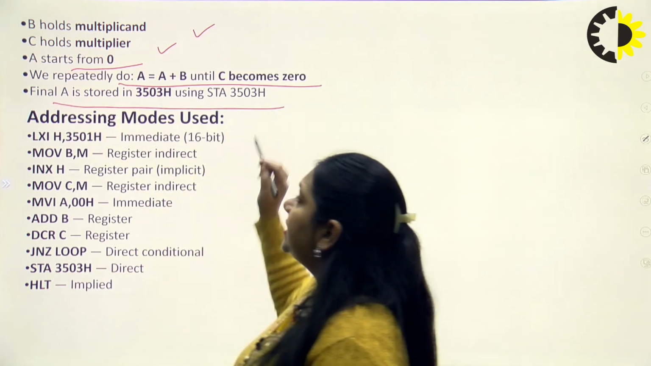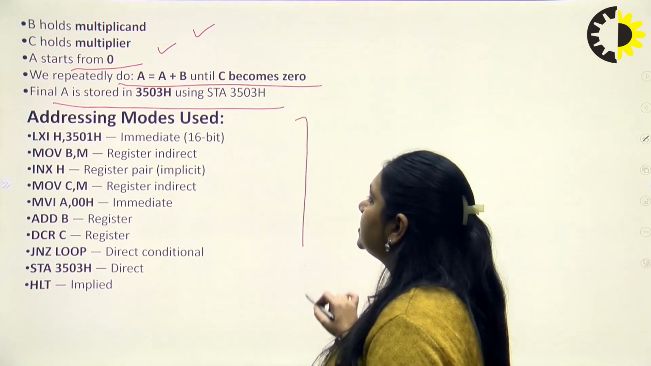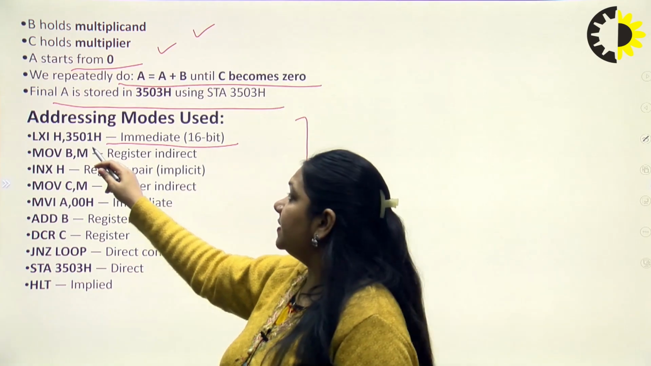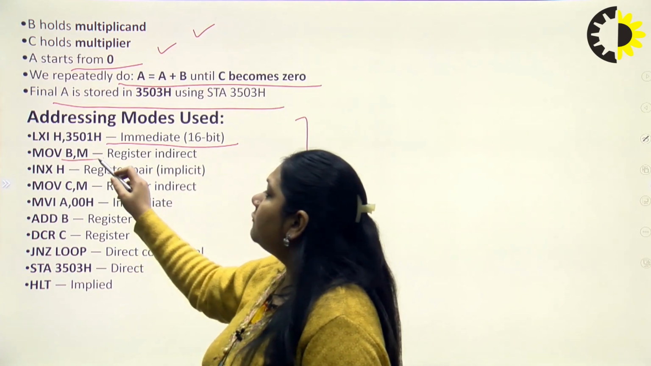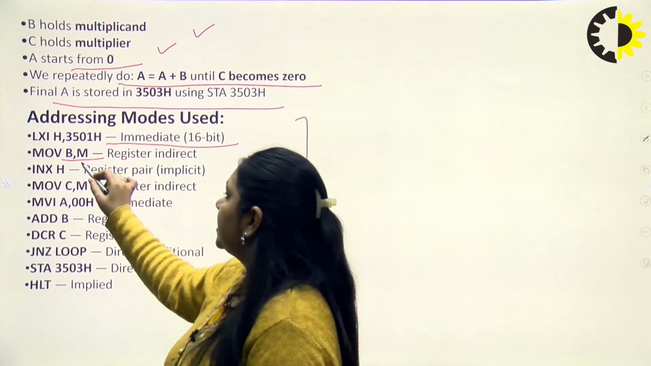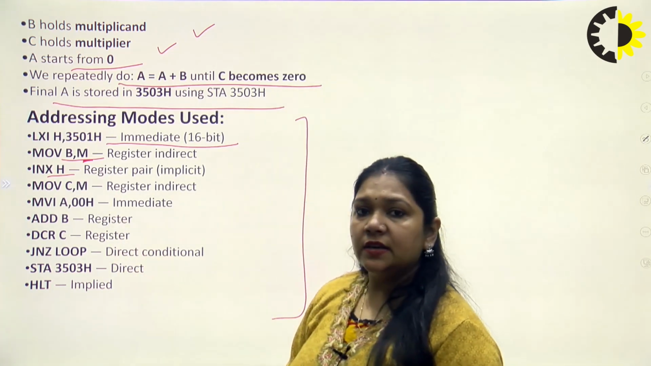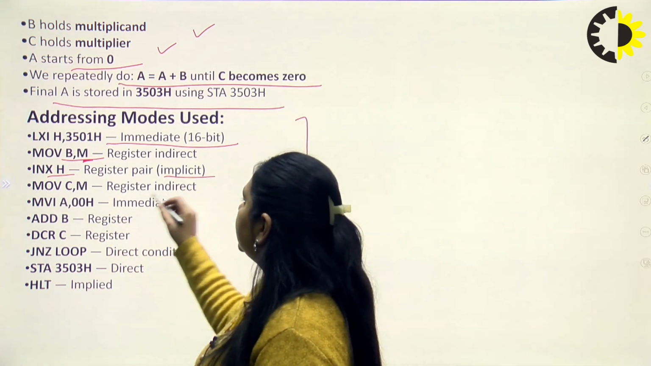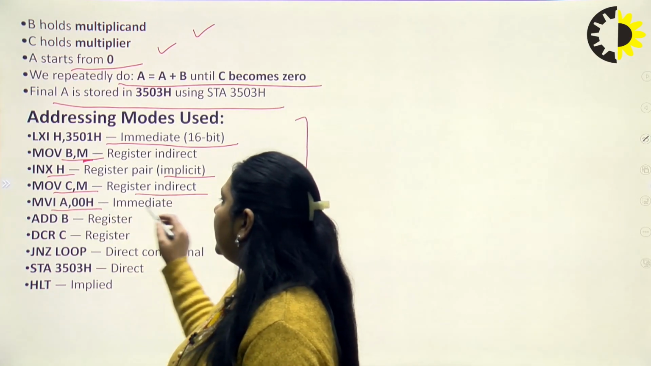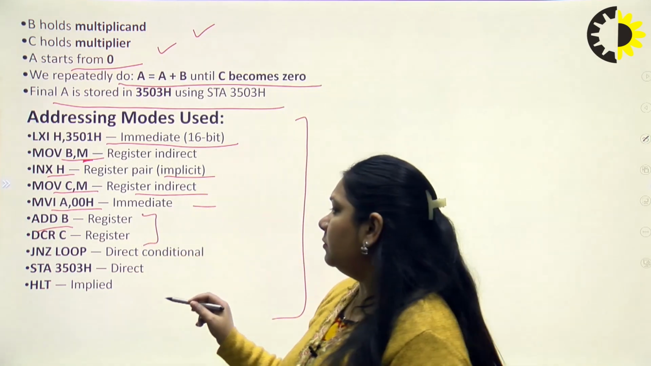Final accumulator contents are stored in 3503 and these are the addressing modes. LXI H, immediate addressing mode because immediate data is given, 16-bit data is given. MOV B comma M, register indirect, we are having the contents indirectly. INX H, register pair is there, implicit. MOV C comma M, register indirect. MVI is immediate. ADD B, register. DCR C is also a register addressing mode.